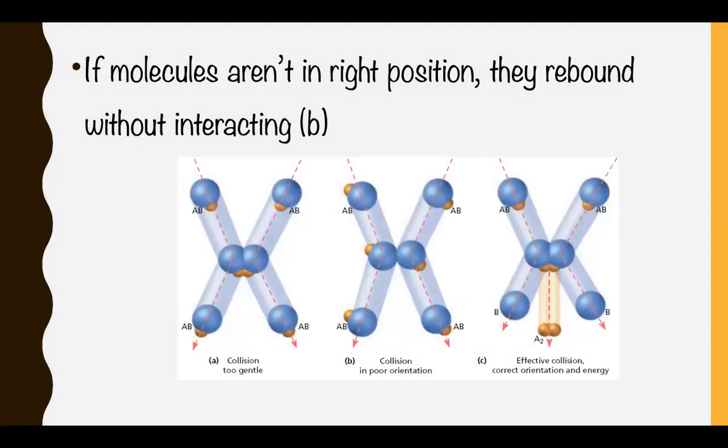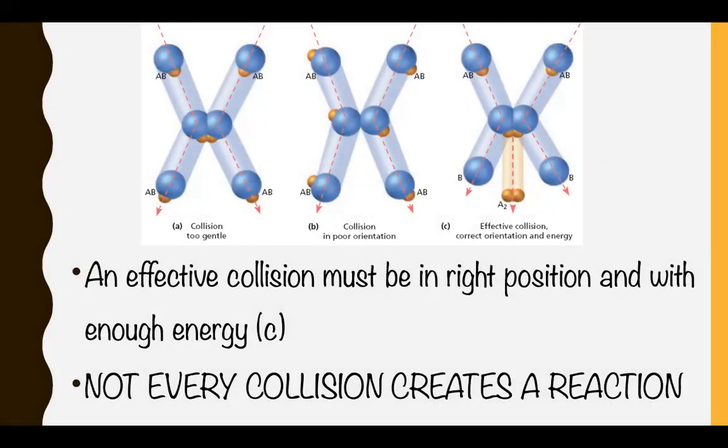Okay, if they're not in the right position, they rebound without interacting. But an effective collision, again, 2 criteria: right position, enough energy. The most important thing to remember is not every collision creates a reaction. Okay, and then of course you throw into the mix, if you have ions, then you've got the repulsion of like charged ions, positive repels positive, negative repels negative.